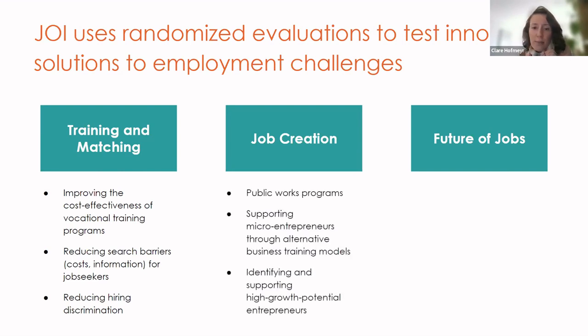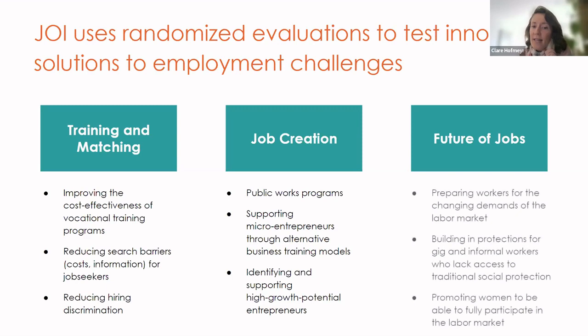Under job creation, some questions include public works programs, supporting small and micro entrepreneurs through alternative business training models, and identifying and supporting high growth potential entrepreneurs. And then finally, under the future of work, some questions are things like preparing workers for the changing demands of the labor market, building in protections for gig and informal workers who lack access to traditional social protection, and promoting women to be fully able to participate in the labor market.